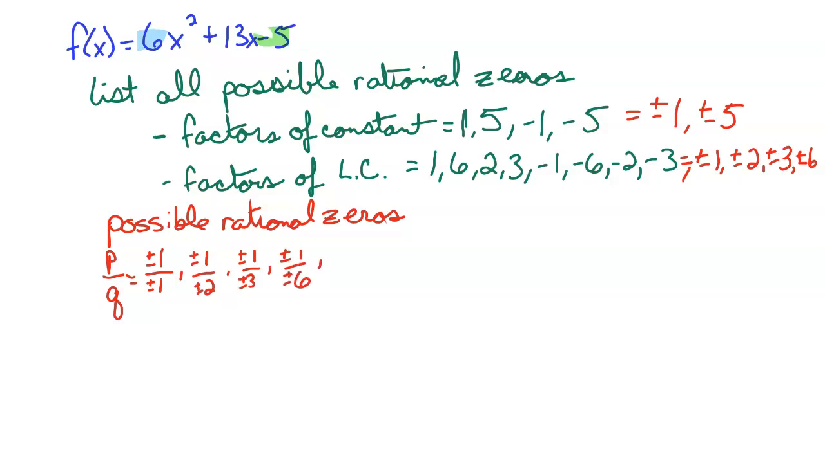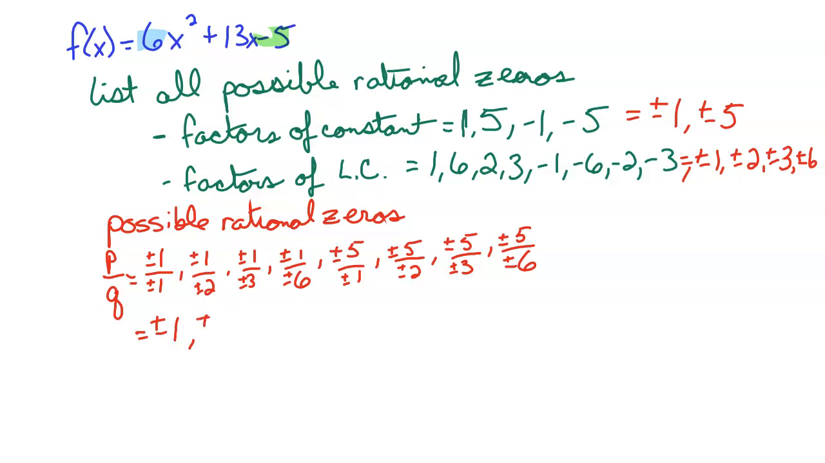And then I'm going to do the same thing with the 5. That should be a 5 divided by 1, 5 divided by 2, 5 divided by 3, and a 5 divided by 6. And then I'll simplify these as much as possible. So I get 1 divided by 1, which is just a 1. And this one can be simplified into a 5.